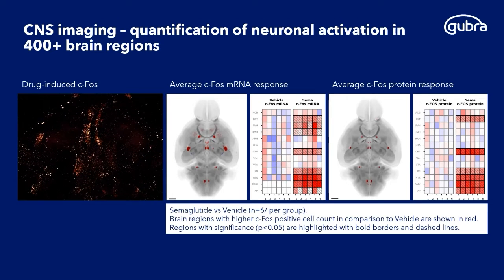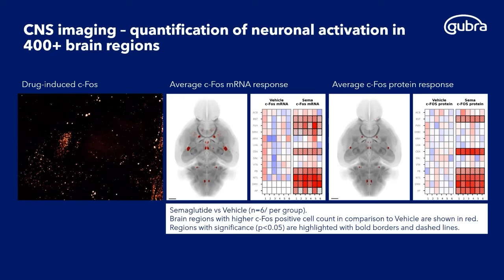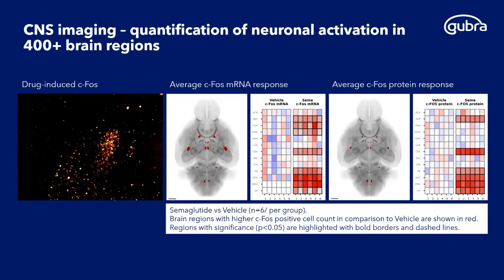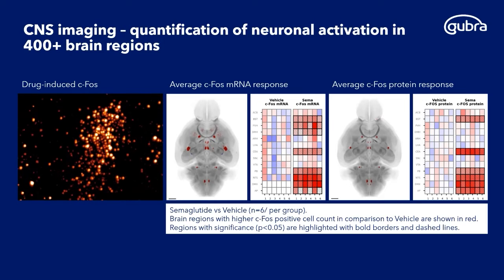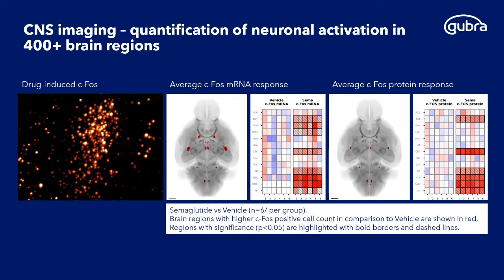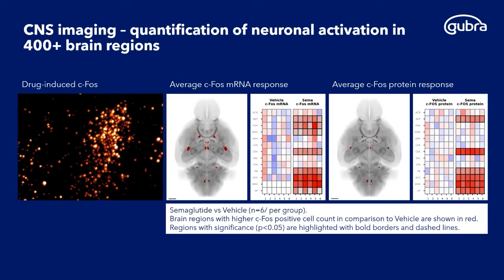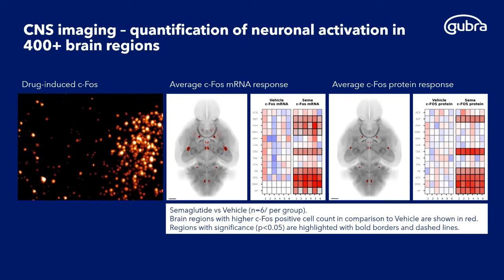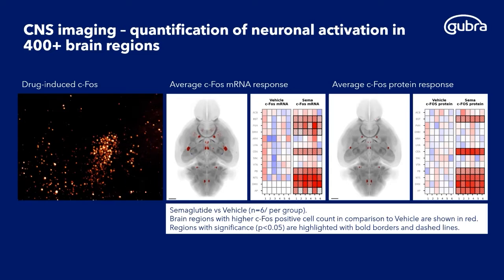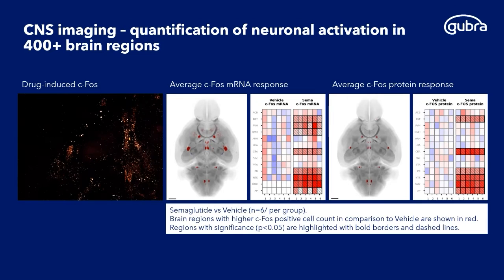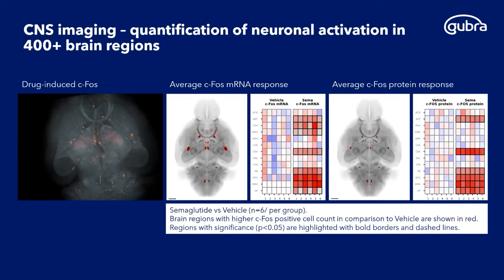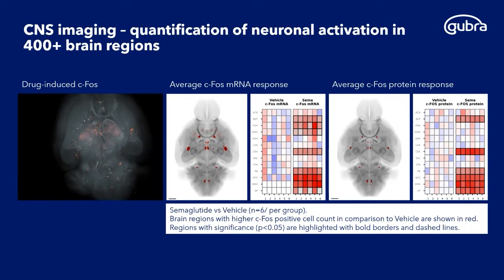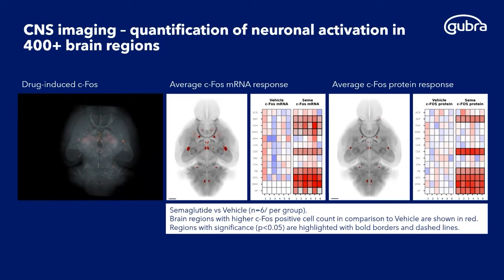So we can actually take several brains in a treatment group together, for instance, in this experiment, 6 of them, and then make the average response map and compare it to a vehicle-dosed control group. So in these brains, in the middle panel, you can see mRNA level quantification, and on the right-hand side, protein level quantification of cFOS positive cells in a number of brain regions. So brain regions in these average brain maps that are red have a higher cFOS cell count compared to vehicle.